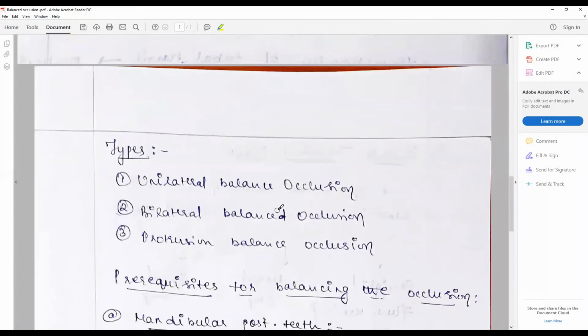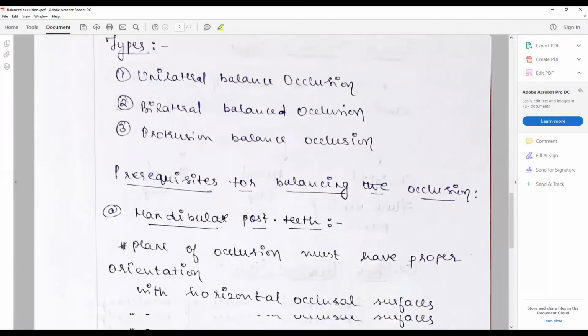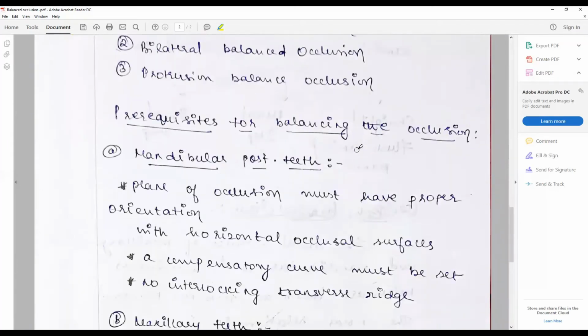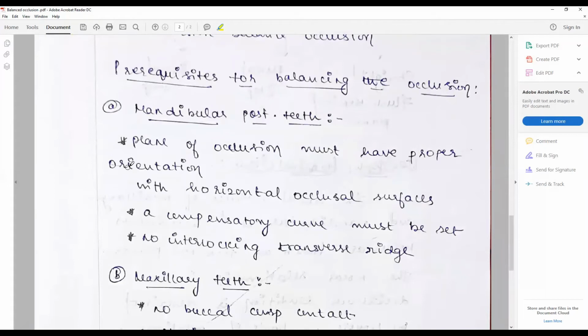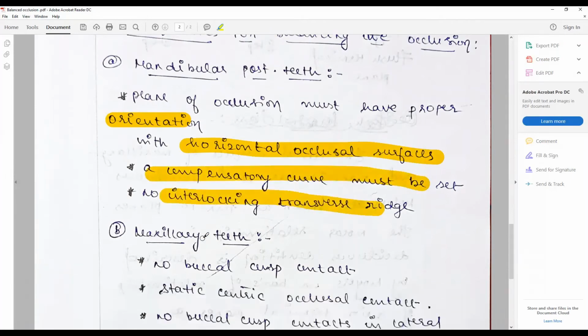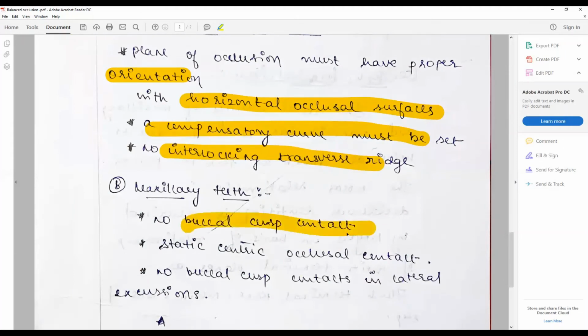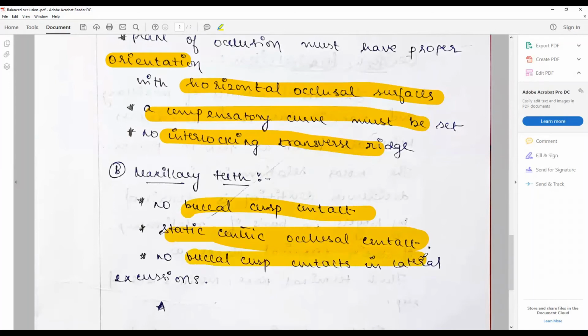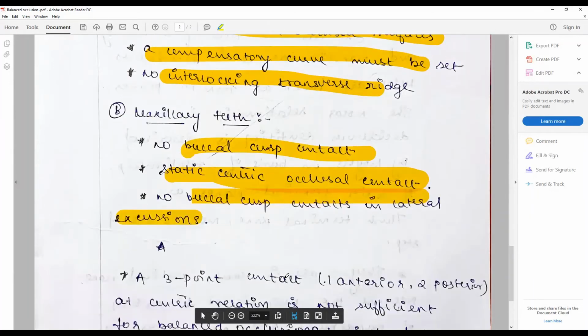The types of balanced occlusion are unilateral, bilateral, or protrusive, depending upon the range of motion. The prerequisites for balanced occlusion are that the plane of occlusion must have a proper orientation within the horizontal occlusal surfaces. A compensatory curve is a must, and there should be no interlocking transverse ridges. In the maxillary teeth, no buccal cusp contact. Static centric occlusal contact is there. Established vertical dimension is essential, and there should be no buccal cusp contacts in lateral excursions.